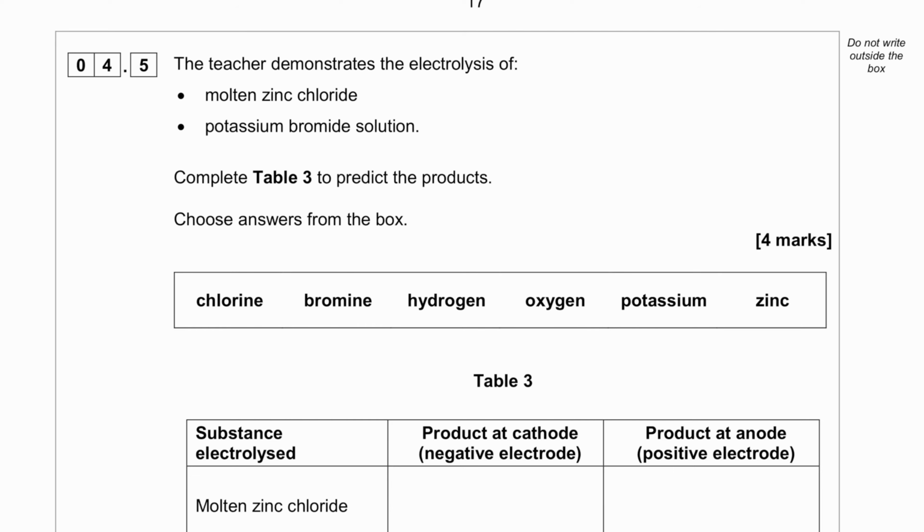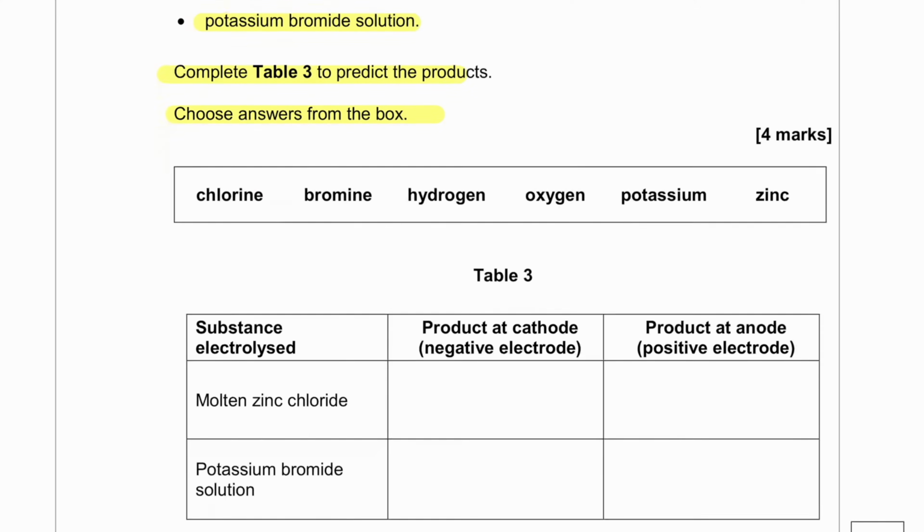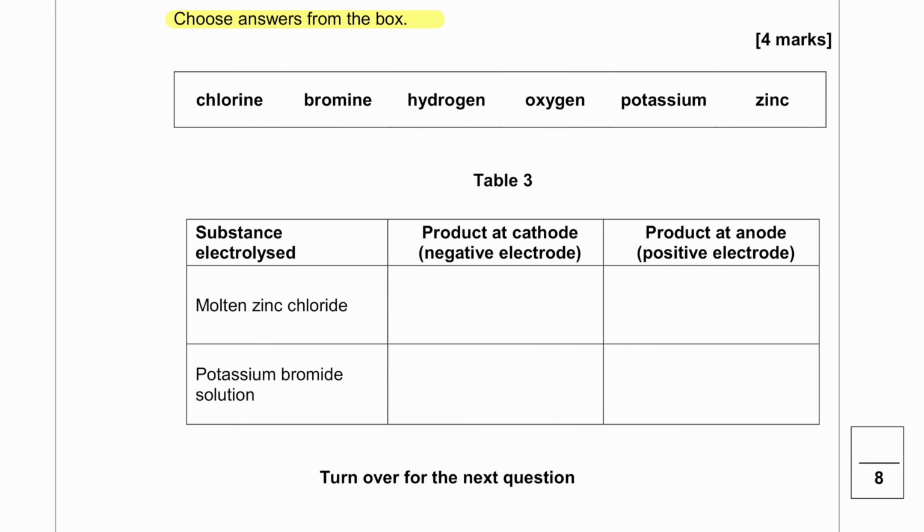Question number 4.5. A teacher demonstrates the electrolysis of molten zinc chloride and potassium bromide solution. Complete table 3 to predict the products. Choose the answers from the box. When we have molten zinc chloride, remember, the only positive ion available here is Zn2+. If you don't know the charge, guys, don't worry.